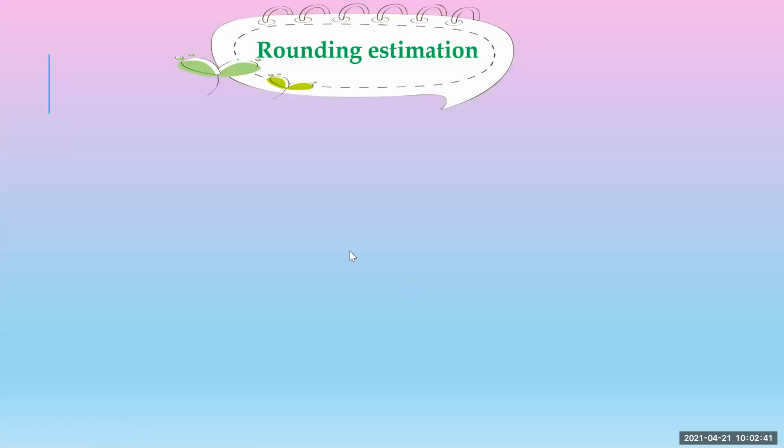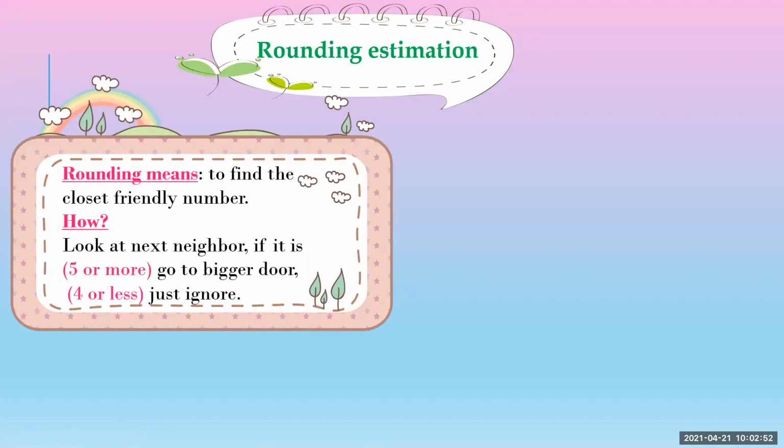Now let's revise rounding estimation we studied in grade 2 before. Focus with me and try to remember. Here, we said by rounding that it means to find the closest friendly number to my number. How to get it? Look at the next neighbor, and if it's 5 or more, go to bigger door, 4 or less, just ignore. We will take an example now to remember together.